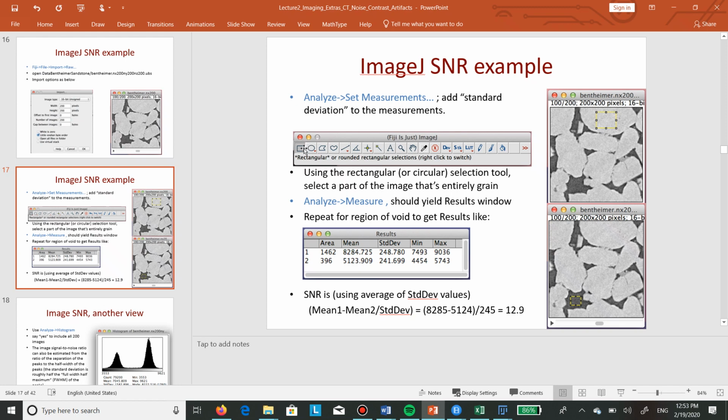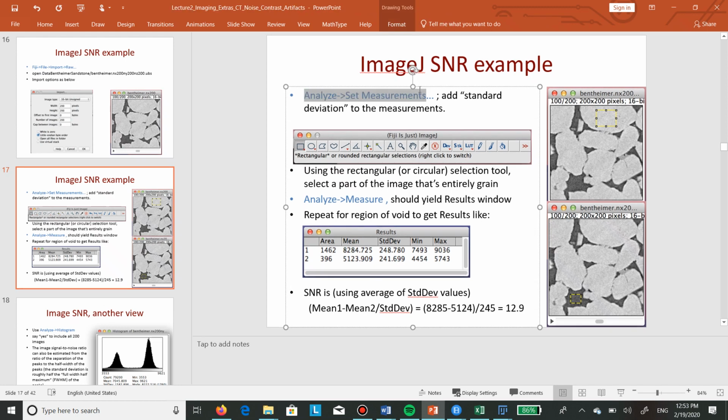So you draw a rectangle, and in Analyze, Set Measurements, you add standard deviation. Whatever you can draw as a separate object, you can then analyze within it. You can get the area, mean values, standard deviations, minimum, maximum, so you can explore. So grab two regions, one within a grain and one within a pore, and do these measurements.